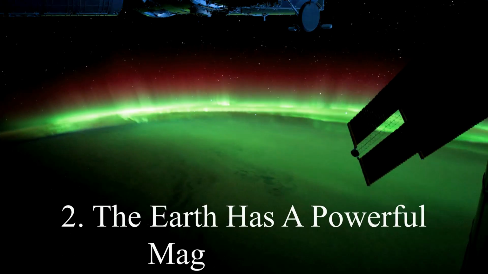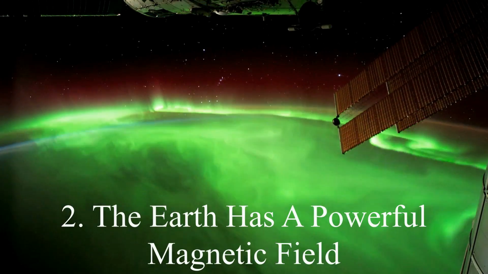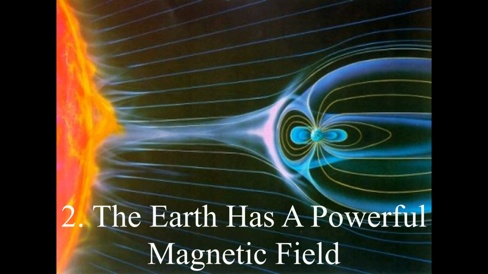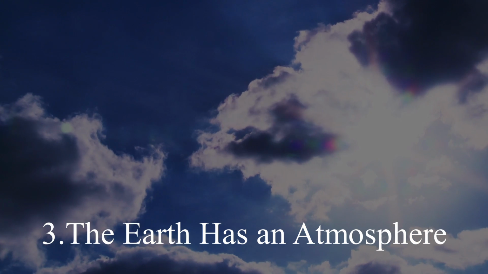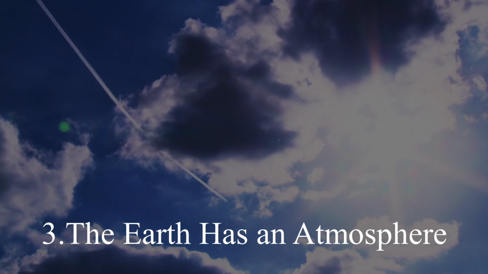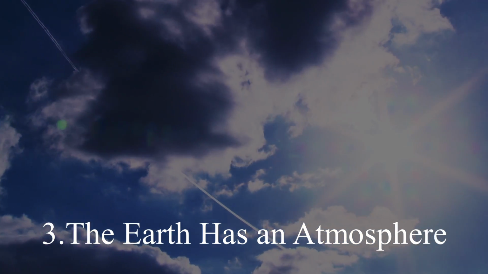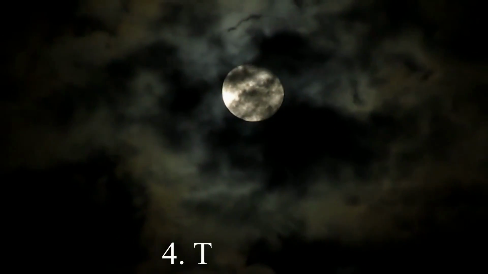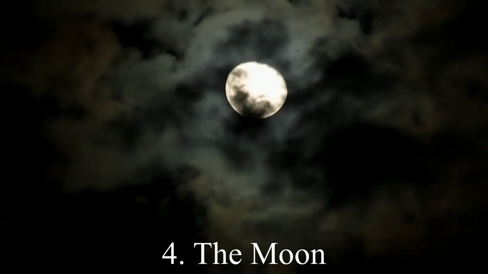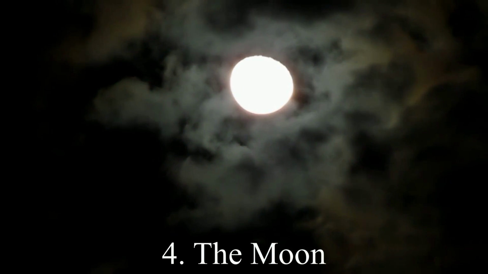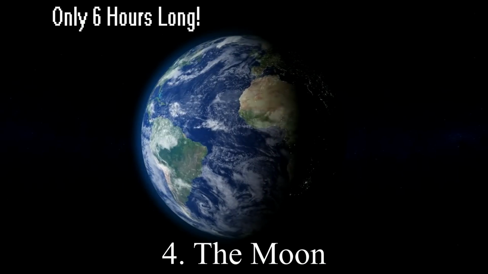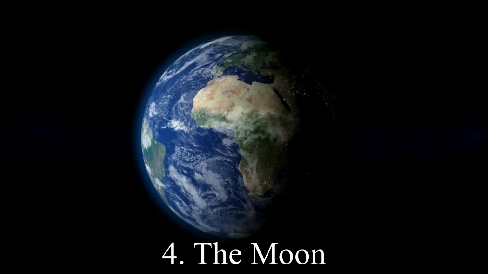Secondly, the Earth has a powerful magnetic field generated from its core, which protects us from the sun's solar winds. Thirdly, the Earth has an atmosphere, which keeps us warm and protects us from meteors and asteroids crashing onto the surface. And finally, the Moon affects life on Earth because it creates tides which stabilize our climate. If our Moon didn't exist, a day on Earth would only be about 6 hours long and would lead to faster winds and stronger storms which would make life unbearable to humans.